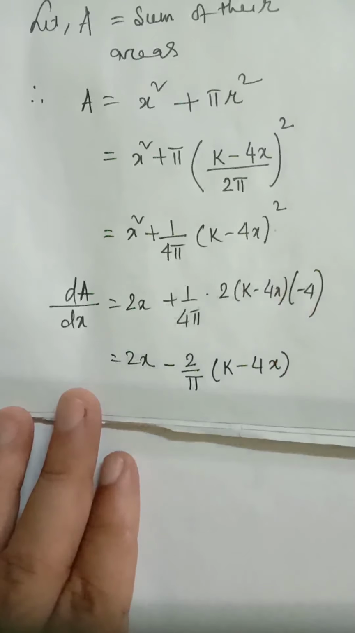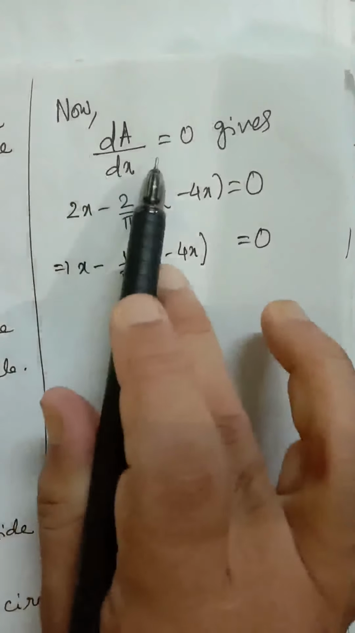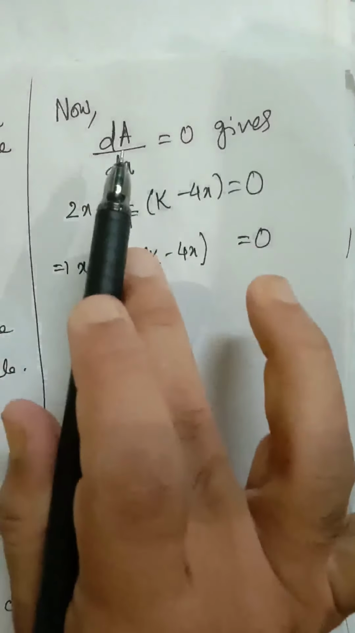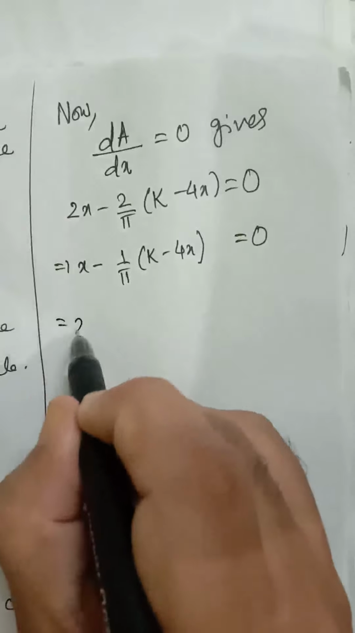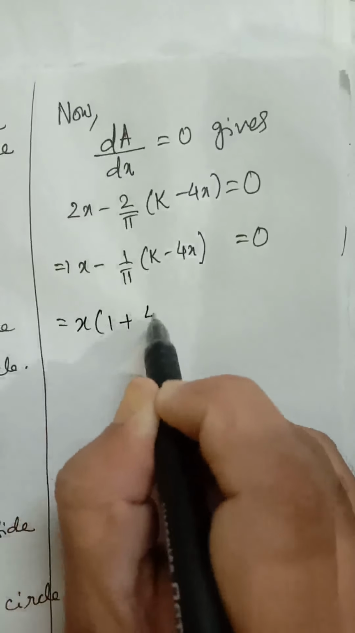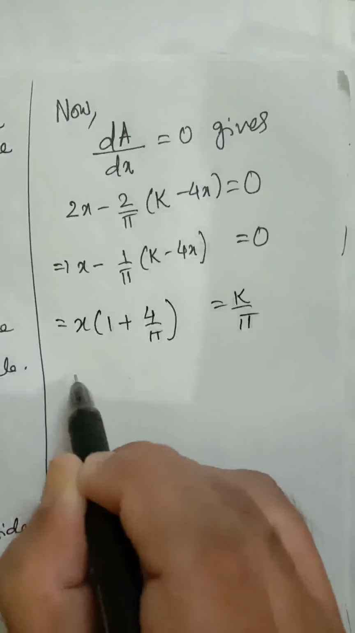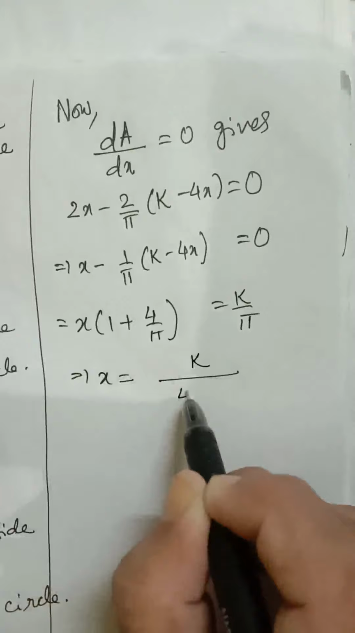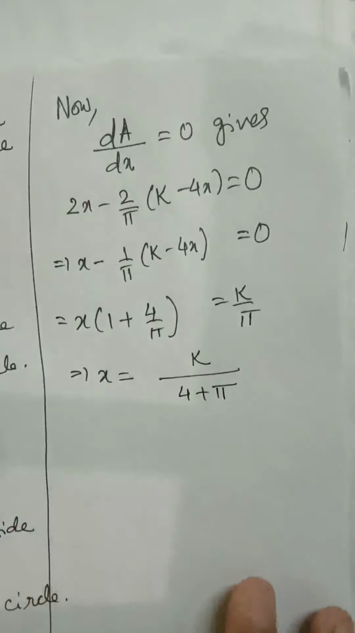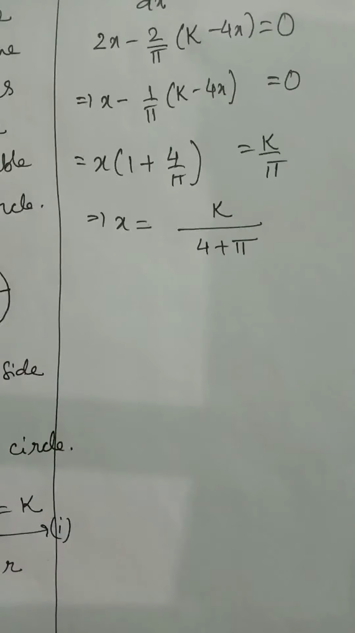Now putting dA/dx equal to 0, you get this relation, and from this we can write (1 plus 4 by pi) x is equal to k by pi. And ultimately x will be equal to k by (4 plus pi). This is our stationary point. Solving dA/dx equal to 0, we get x equal to k by (4 plus pi).